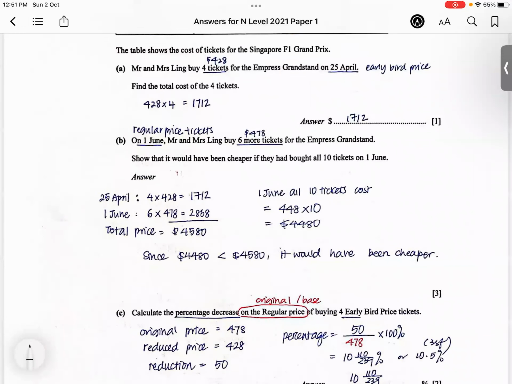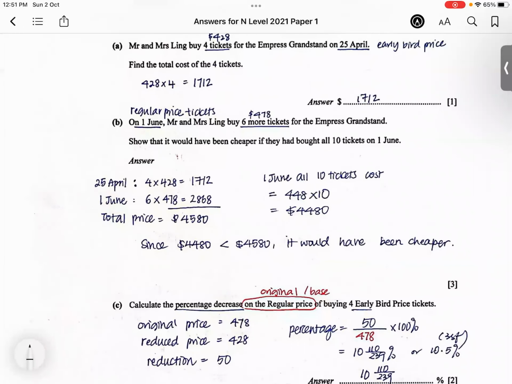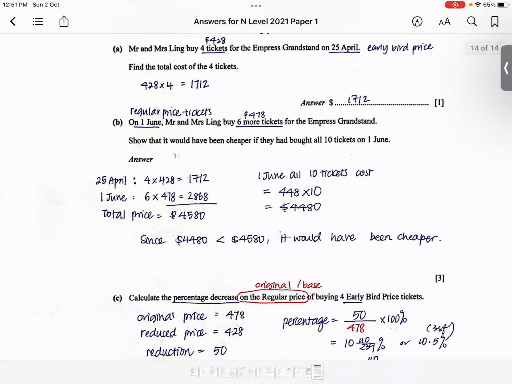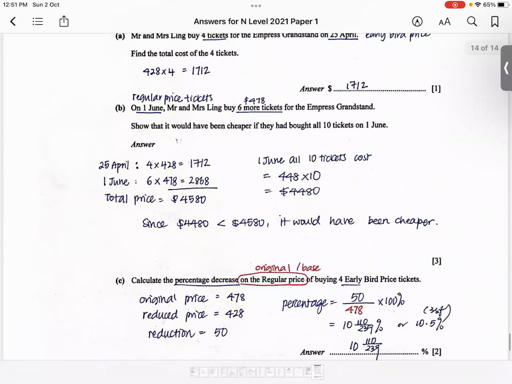With that, that's the end of this paper. Please redo this paper again before you go for your N-level examination.